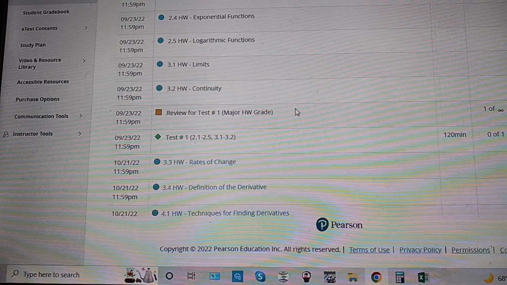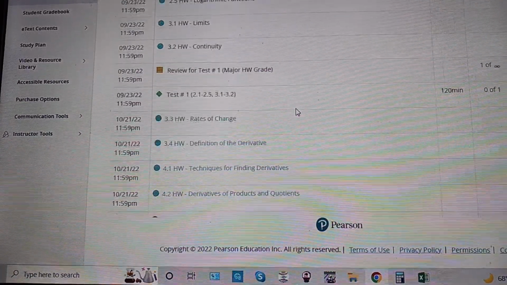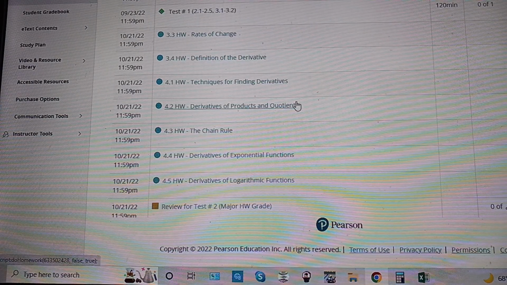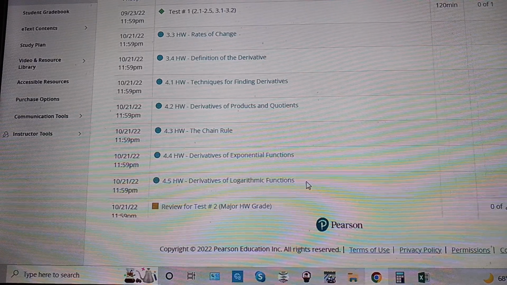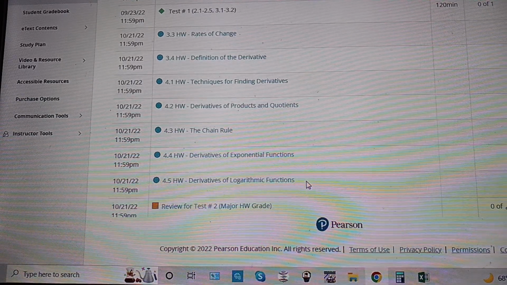So that's it. This video was just slightly over an hour, so you can see it goes pretty quick when you're doing techniques for finding derivatives. Next will be products and quotients. Remember I said quotients were coming up? And then we do what's called the chain rule, which is functions inside of functions. Derivatives of exponentials and derivatives of logarithms. They have their own rules, actually. So that's it for section 4.1.